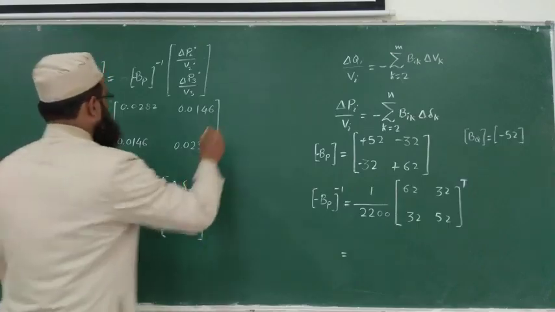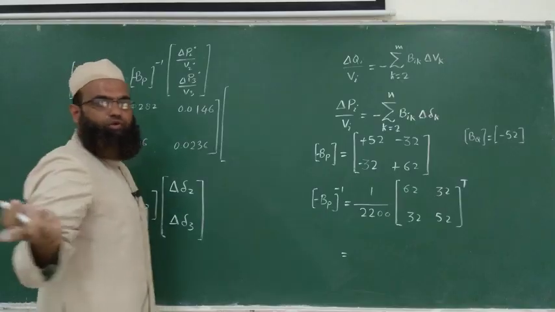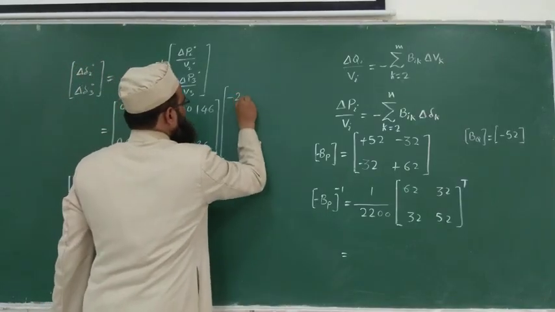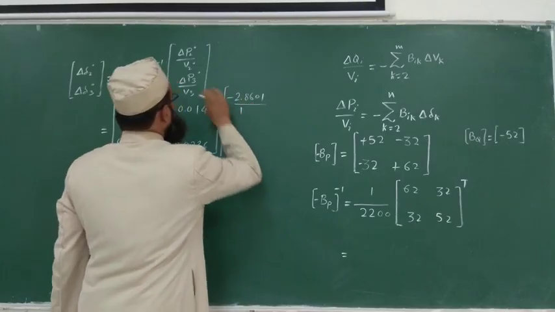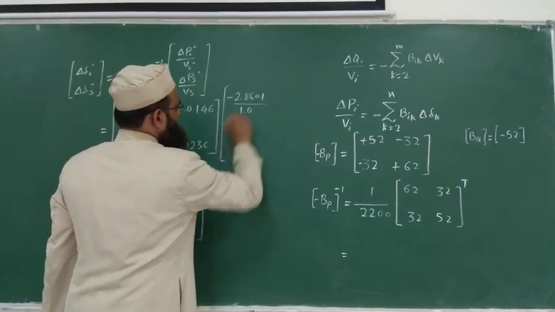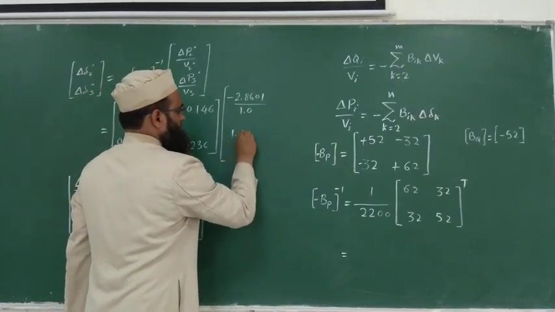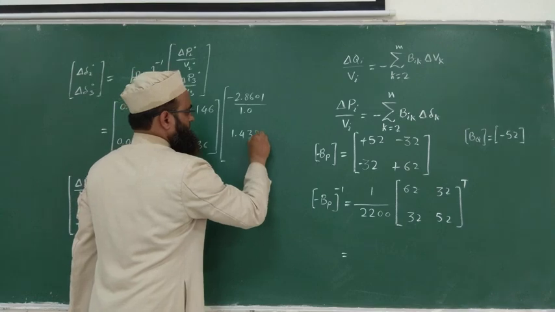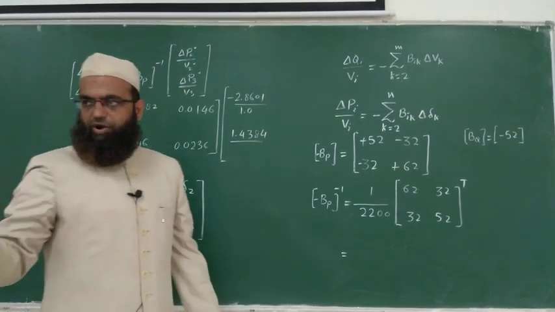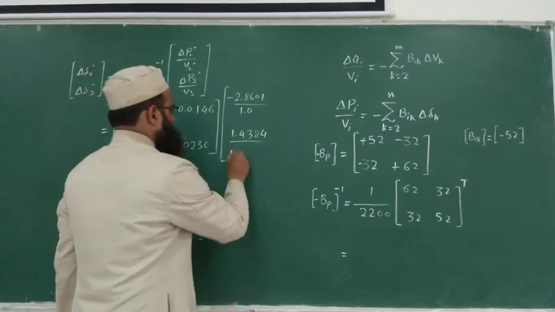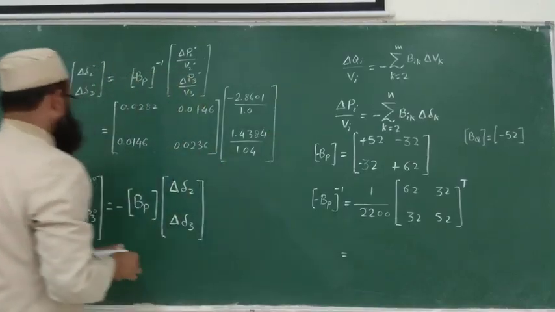So tell me from your notebook, you can check it. Del P2, first tell me del P20. Minus 2.8601. This was V20, initial assumed value 1.0 per unit. Fine. What about del P30? 1.4384. Yeah, what was V3 specified? 1.04, given in the system, 1.04.